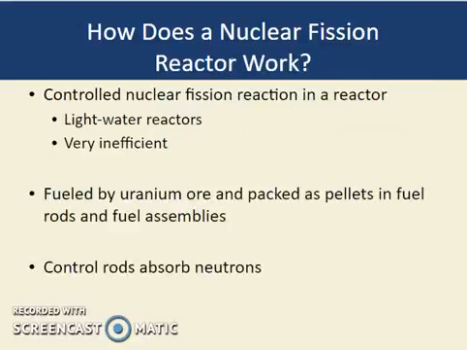How does a nuclear reactor work? Essentially, we're using nuclear fission, so that means we're splitting things in reactors. That process is very inefficient. We're going to lose lots of heat in the process. You see our fuel here is uranium ore packed as pellets. We process and put them in fuel rods and into fuel assemblies, and then the control rods absorb the neutrons or the kind of the waste.